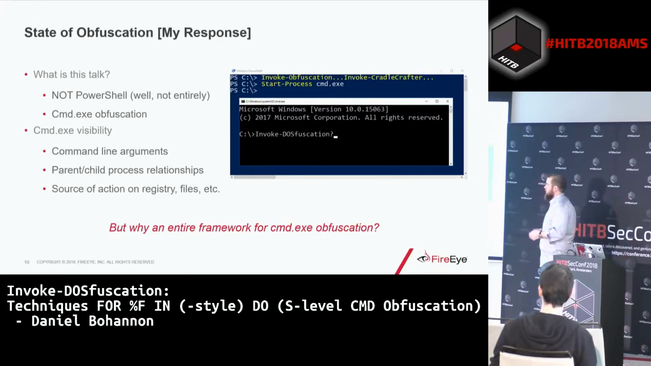And from a defender perspective, a lot of defenders I talk to really focus primarily on cmd.exe and certain arguments being present. Some other things you can look for are parent-child process relationships. So cmd.exe launched by Explorer would probably be less interesting than cmd.exe being launched by WinWord or Excel or OneNote or something like that. You could also look at cmd in terms of the source of action on something.